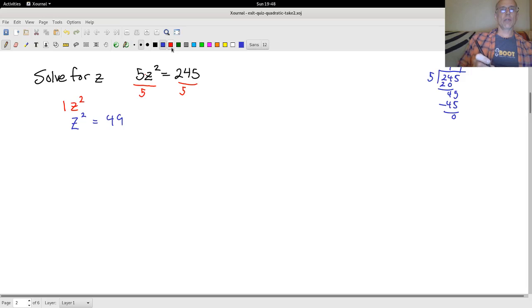And I like the 49 because now when I take the square root of each side, the square root and the square undo each other on the condition that we put a plus or minus on the other side. Then I have the square root of 49 sitting there. Well, the square root of 49 happens to be 7, so I get either plus or minus 7 for z. So we have two answers. Either z is 7 or z is negative 7.